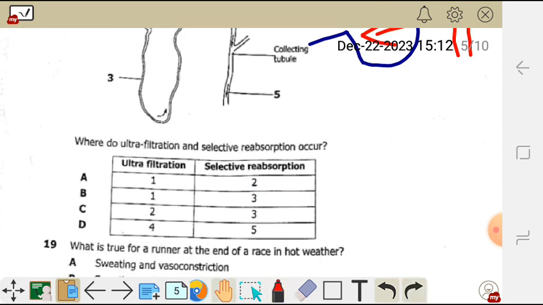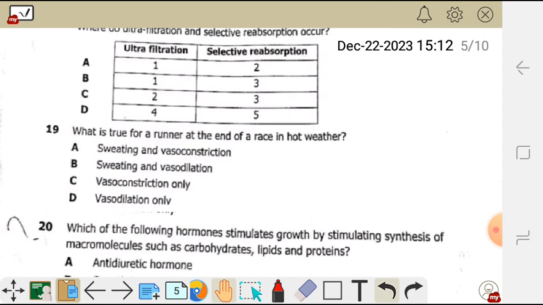We move on to question 19. What is true for a runner at the end of a race in hot weather? A, sweating and vasoconstriction. B, sweating and vasodilation. C, vasoconstriction only. D, vasodilation only.